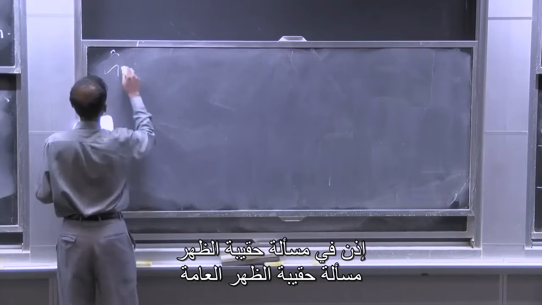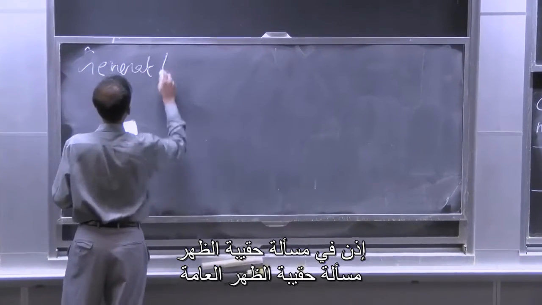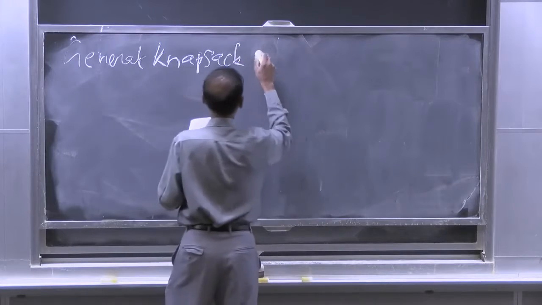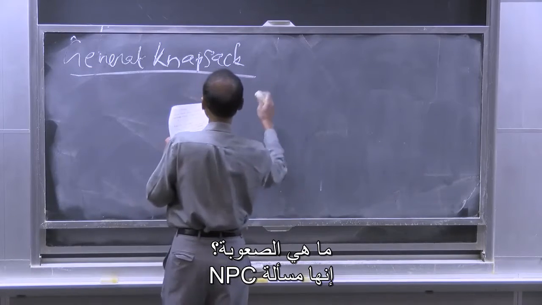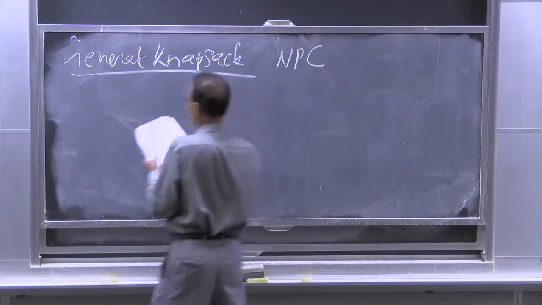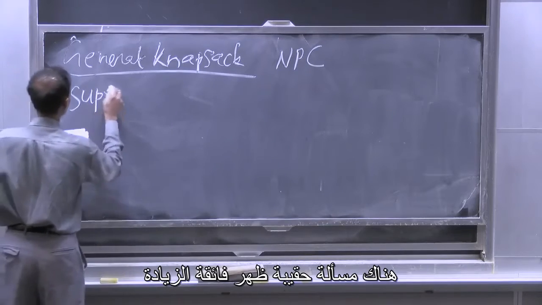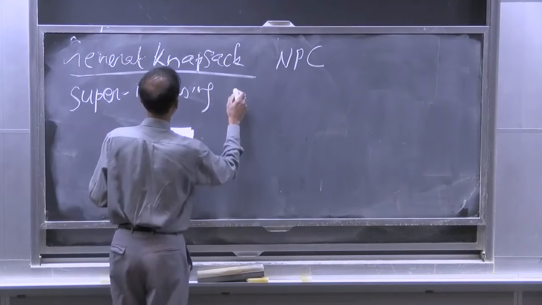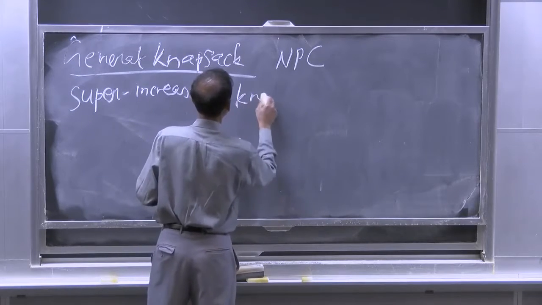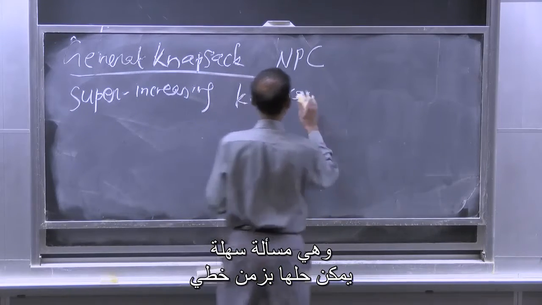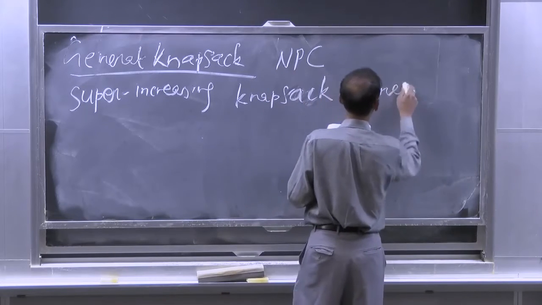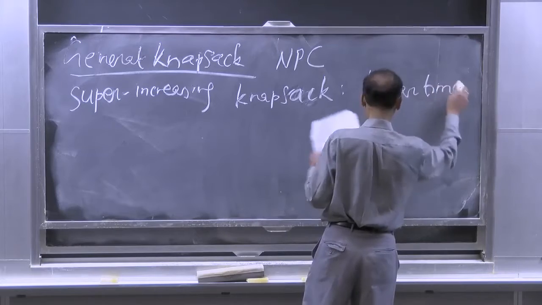In the knapsack problem, the general knapsack problem is what's hard. That is NPC. There's a super increasing knapsack problem. That's easy. That can be solved in linear time. Right? What is a super increasing knapsack?